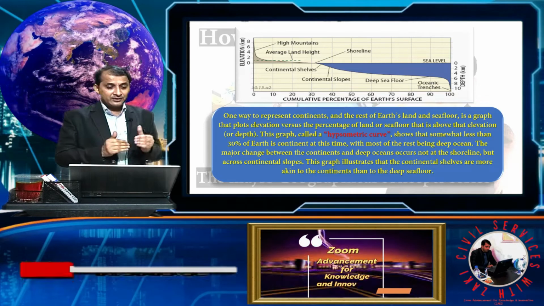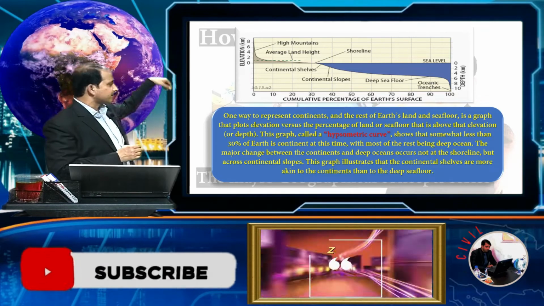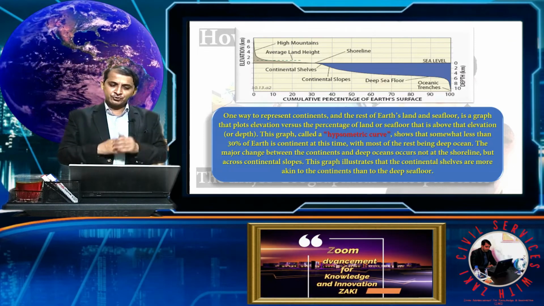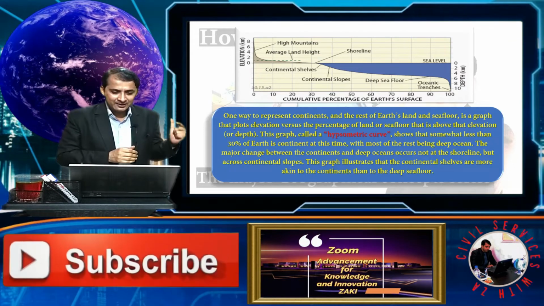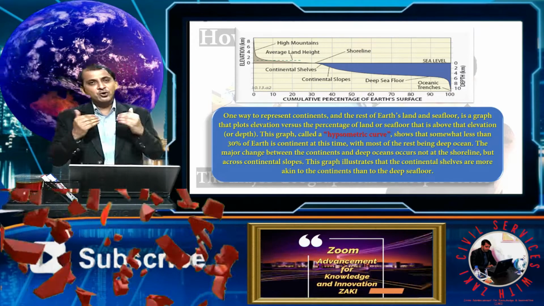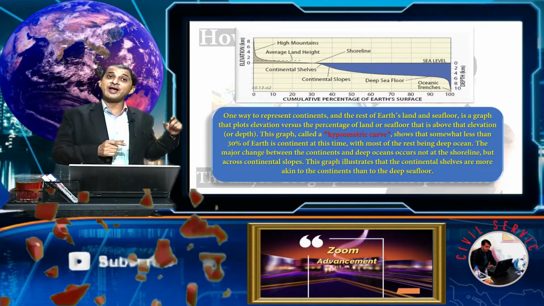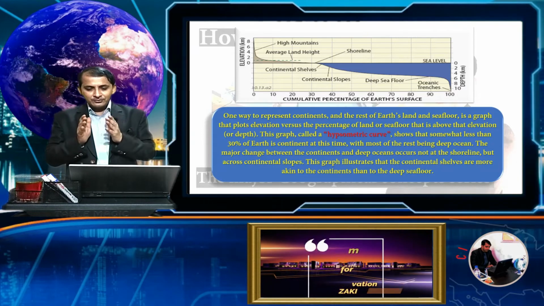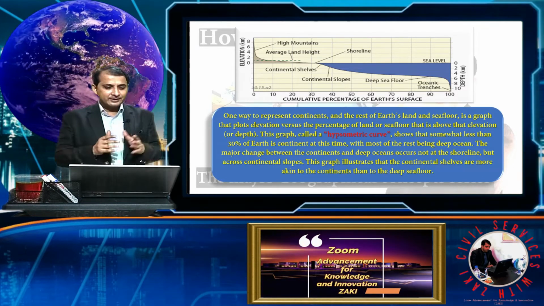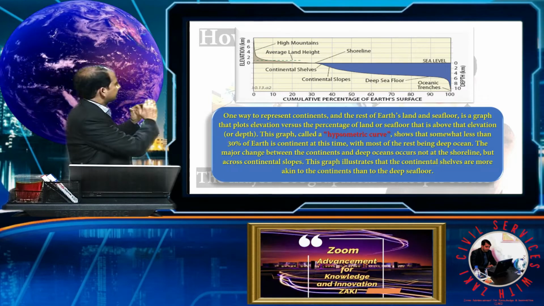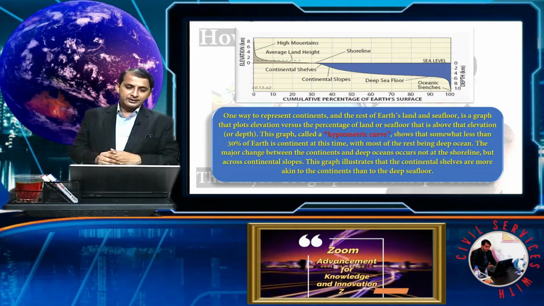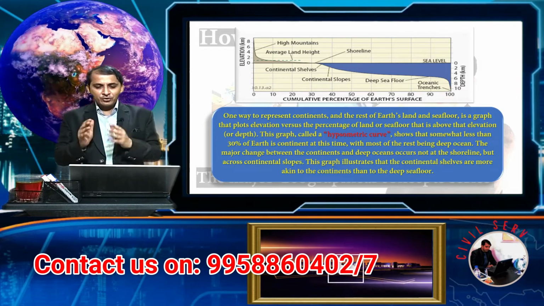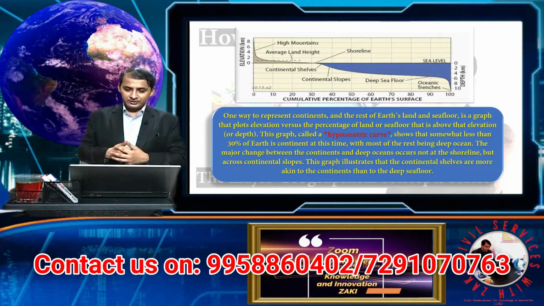So the above elevation, see here, elevation or the depth. This graph, what is this graph? This graph is called the Hypsometric Curve. So it is known as the Hypsometric Curve. Somewhat less than 30% of the earth, if you see, is continent at this time, with the most of the rest being deep ocean.